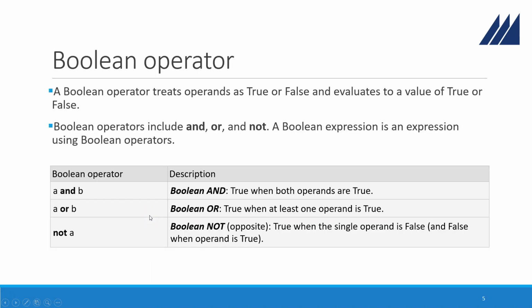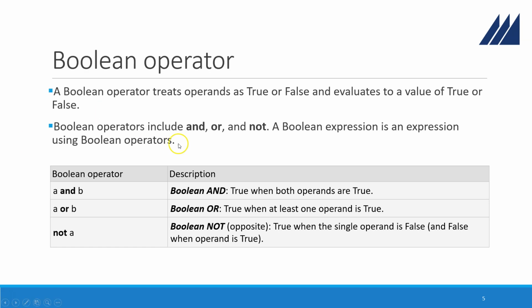Now let's talk about the Boolean operators. Boolean operators treat operands as true or false and evaluate to a value of true or false. What does that mean? We have some types of operators. What if we have more than one expression, or more than one condition, and we want to use the result of these two or three or four expressions or conditions to decide whether to take the branch or not? How can I do that? Well, I can do that by using Boolean operators.